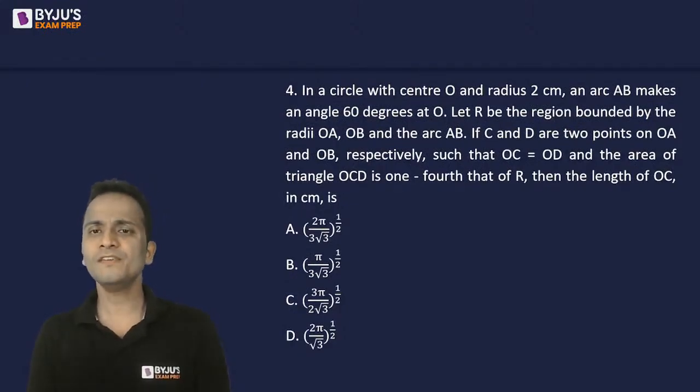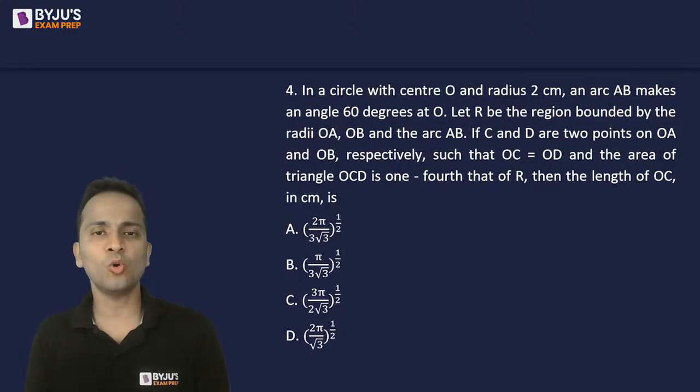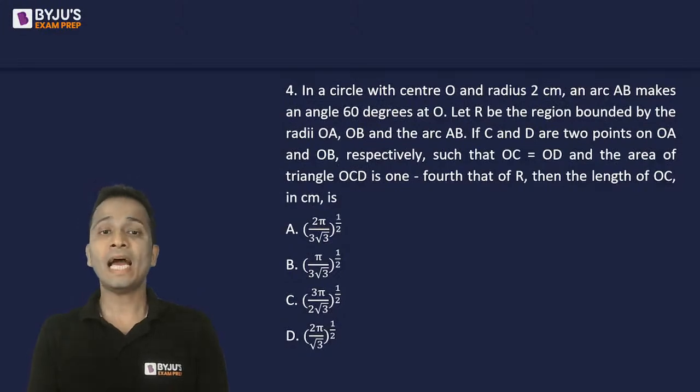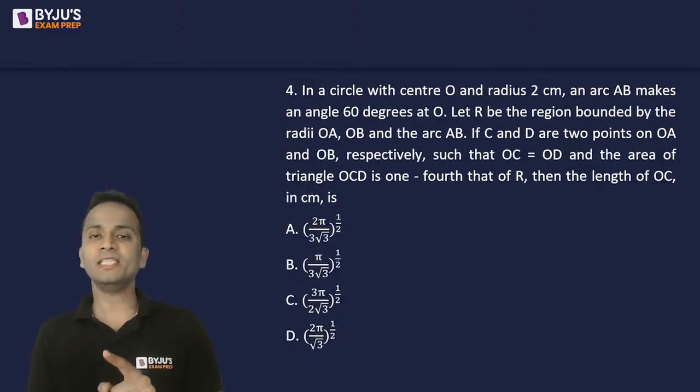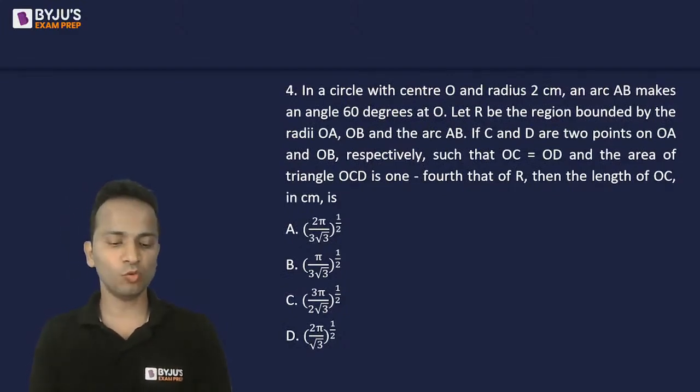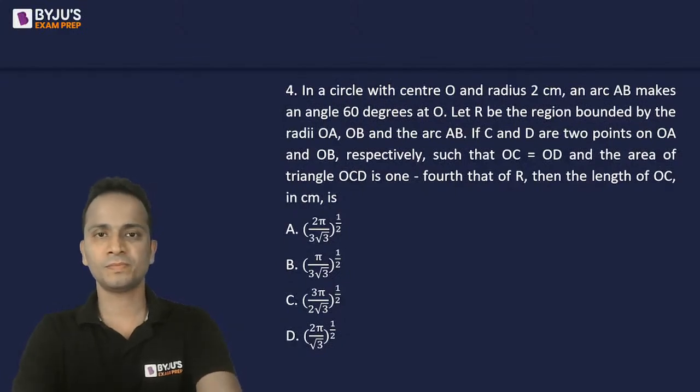Right, C and D are the points on OA and OB respectively, such that OC is equal to OD, and the area of triangle OCD is 1/4 that of the region R. Then the length of OC in centimeters will be how much? So I will quickly draw a figure, or I'll start drawing the figure. Meanwhile, you will get me the answer of this question.